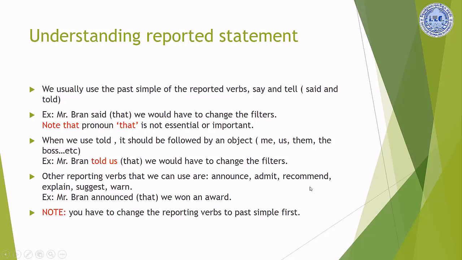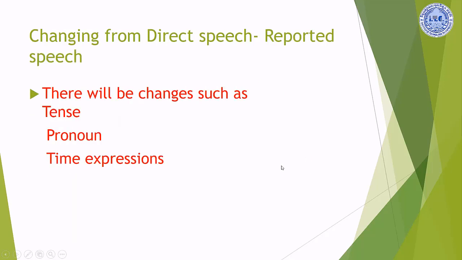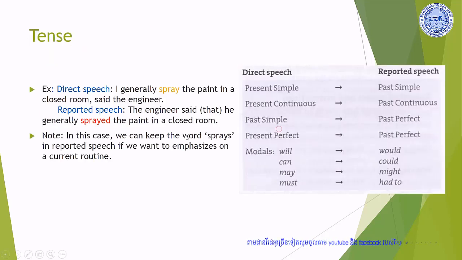Okay, so the next one is the second point, changing from direct speech to reported speech. When you change from direct speech to reported speech, there must be 3 changes: tense, pronouns, and also time expressions. For example, on the right-hand side here is the direct speech to reported speech, which means the tense that you have to change. Present simple changes to past simple, present continuous to past continuous, past simple to past perfect, present perfect to past perfect.